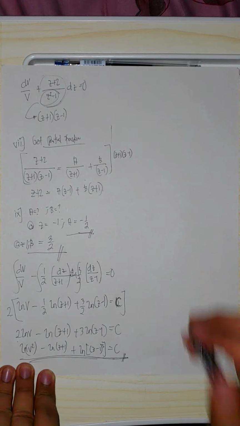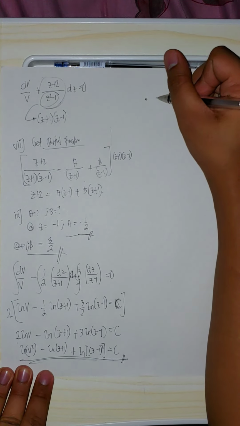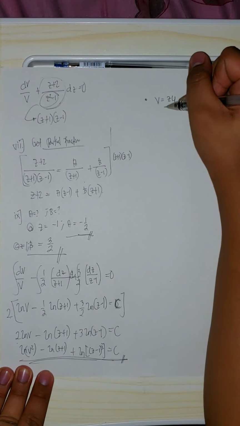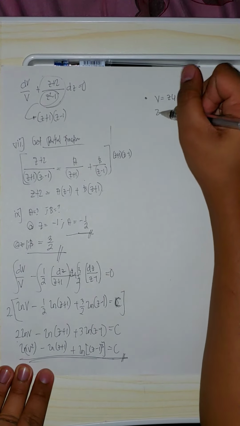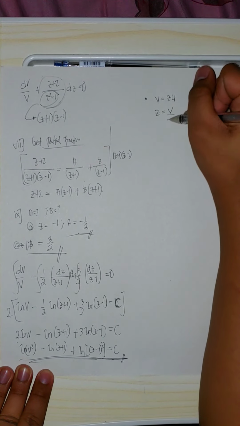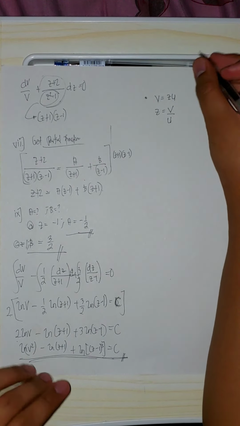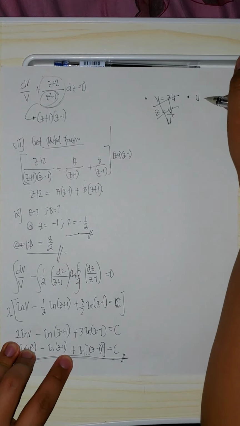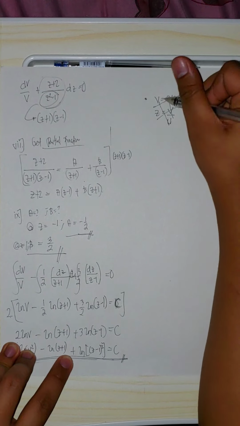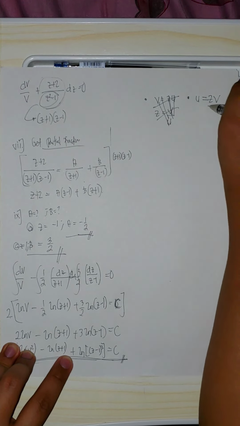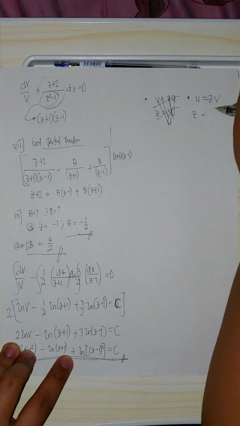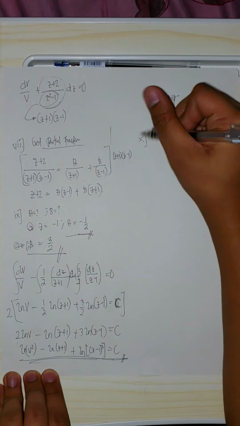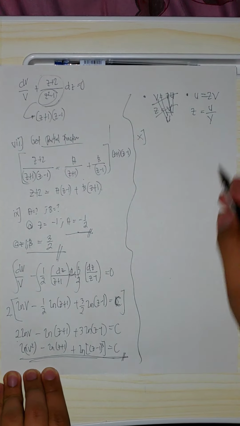For the final answer, if you remember, we have v is equal to zu, and z is equal to v over u. But we did not use this one. We used the other one, u is equal to zv. So we can no longer use this one, which is why we used this instead. And then we have z is equal to u over v. So we just substitute it. Z equals to u over v.